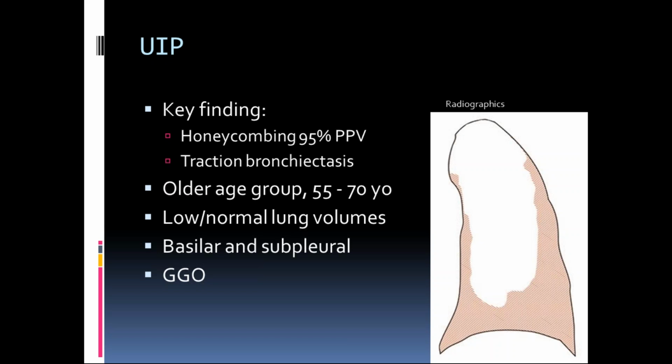So where do we find it? You can see in the radiographics image in the red shaded areas that this has a basilar and subpleural distribution, and it can come with some ground glass as well. So if you have those terms in your mind, basilar and subpleural, you'll go a long way in being able to figure out what's going on.